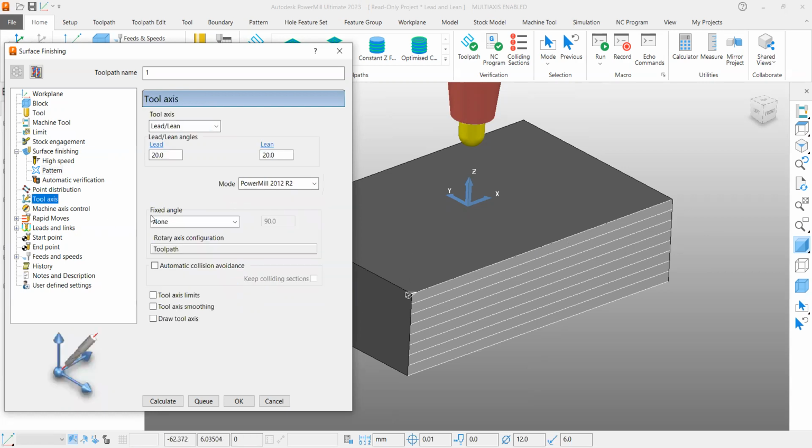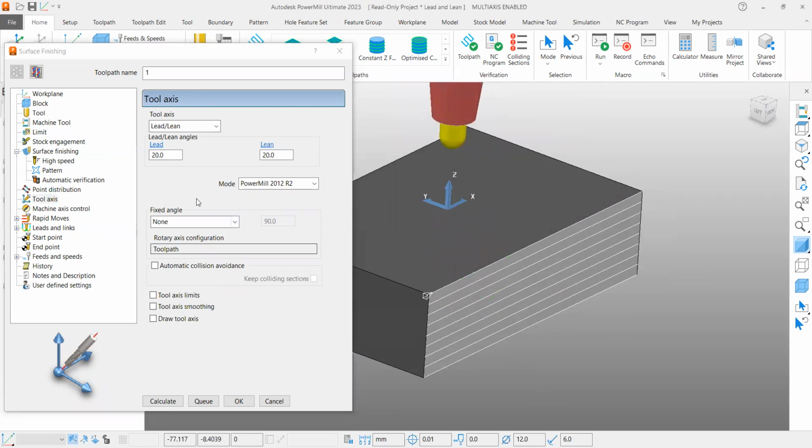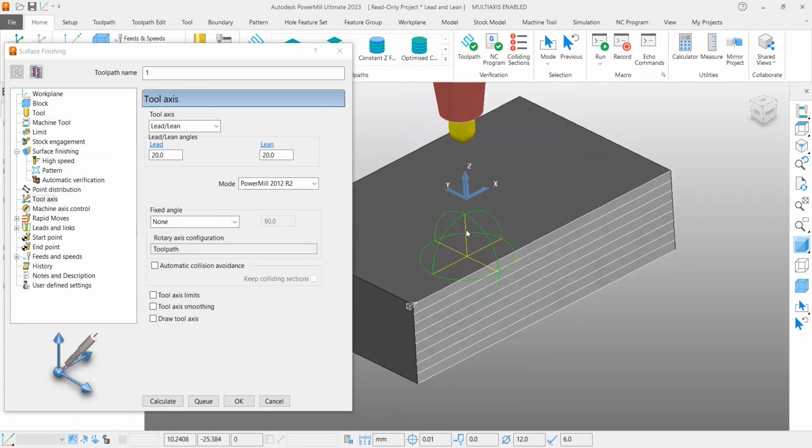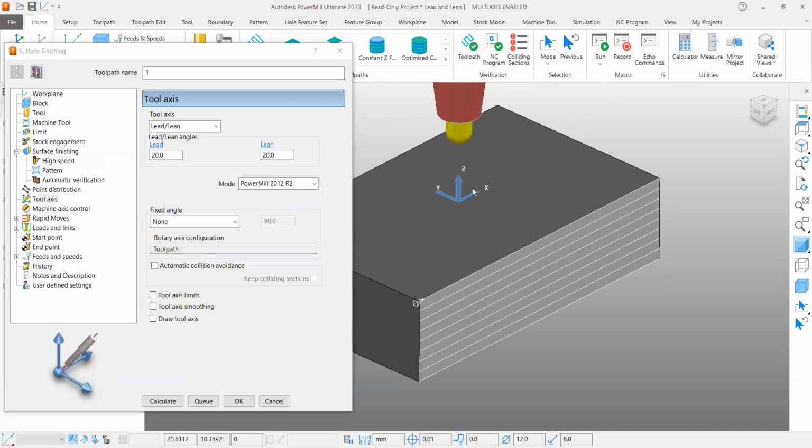Now coming to the tool axis page, I am going to select lead lean, but which angle do I have to tilt? That is the decision here. As I already told you, if the tool is to be tilted along the direction of travel, you have to put the angle in the lead. If you want to tilt away from the direction of travel, you should put it in the lean. In this case, the direction of travel will be like this, right? But the tool must be tilted away from the surface. That means away from the direction of travel.